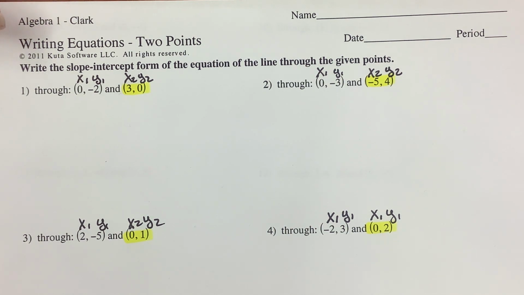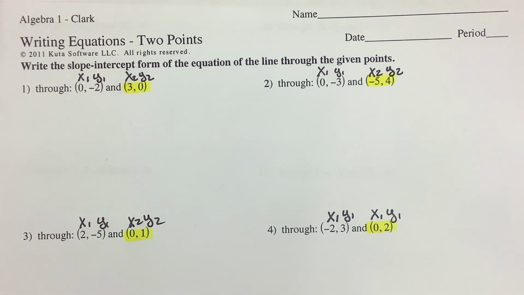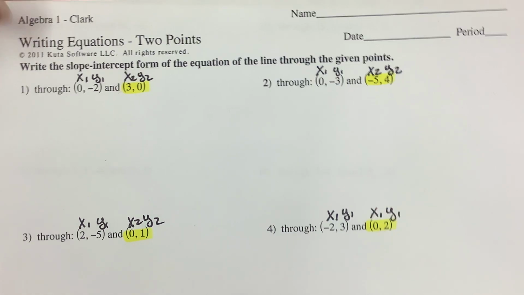Now, for each pair of problems, I have three things that I need. I need the slope, which I can find from these 2 points. I need the y-intercept, and there's two different ways to find the y-intercept. One is a lot easier than the other. And I need to write an equation. So let's start with slope.